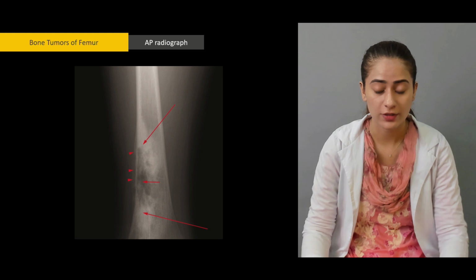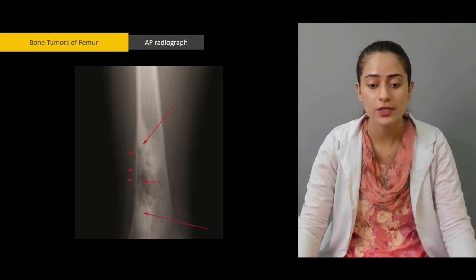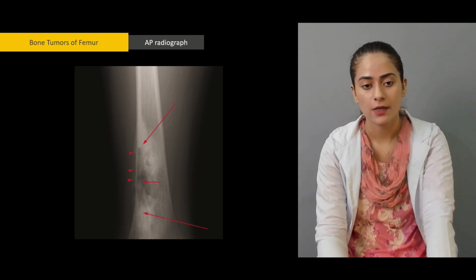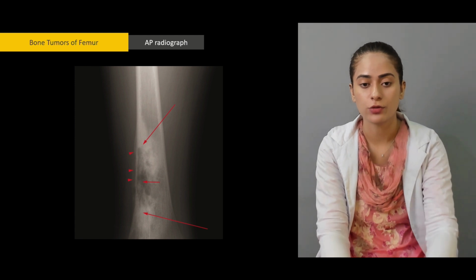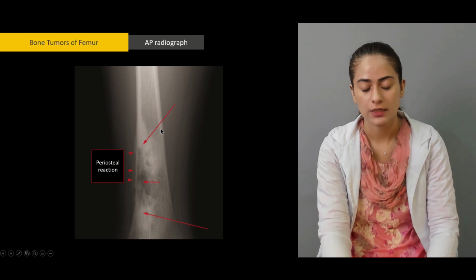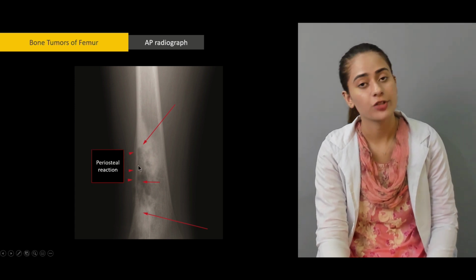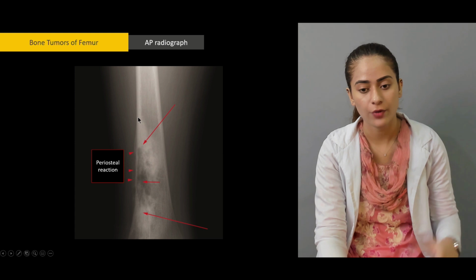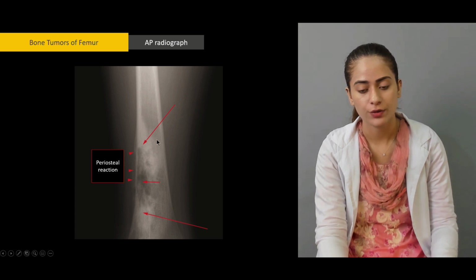Now we're going to move towards bone tumors. This is the end of all the chronic conditions. So let's see some things about the bone tumor. This is the femur here, and these are the periosteal reactions. Periosteal is the outer layer, right? There is this sclerotic activity visible here and here, right?